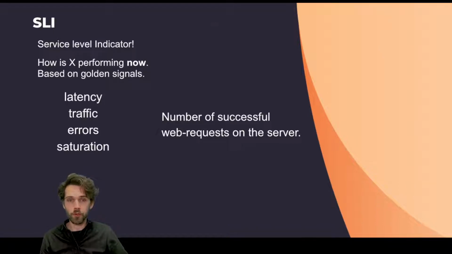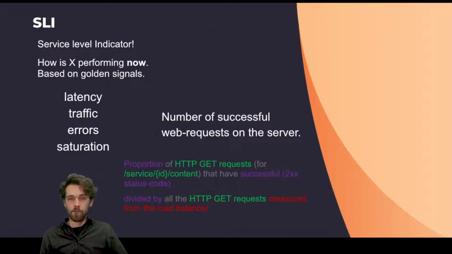So how can we improve upon this and make it a valid SLI? Well, let me show you. First, we're going to add a proportion. You see the first words, proportion of GET requests, and then in the second sentence, divided by all the HTTP GET requests. So the HTTP GET requests that have a successful 2xx status code, put off against all of the HTTP GET requests.